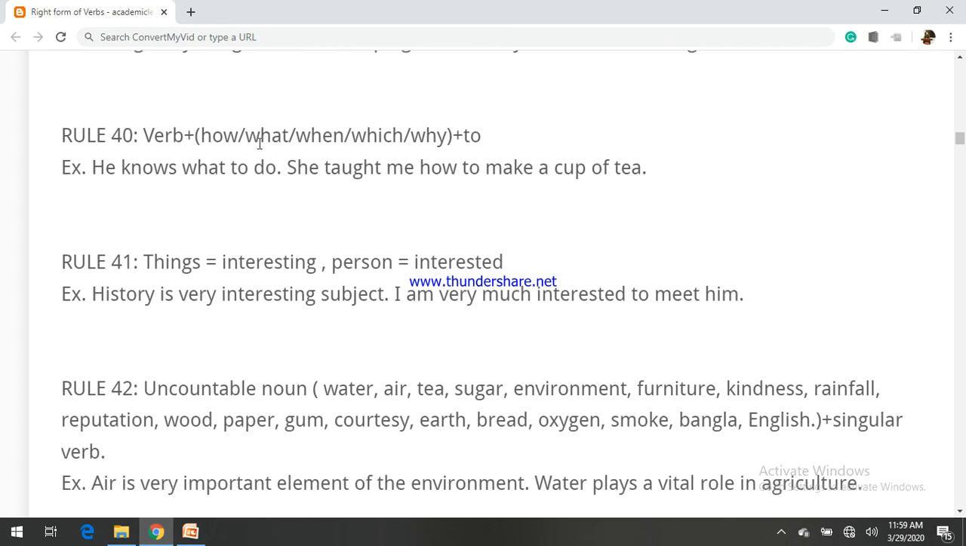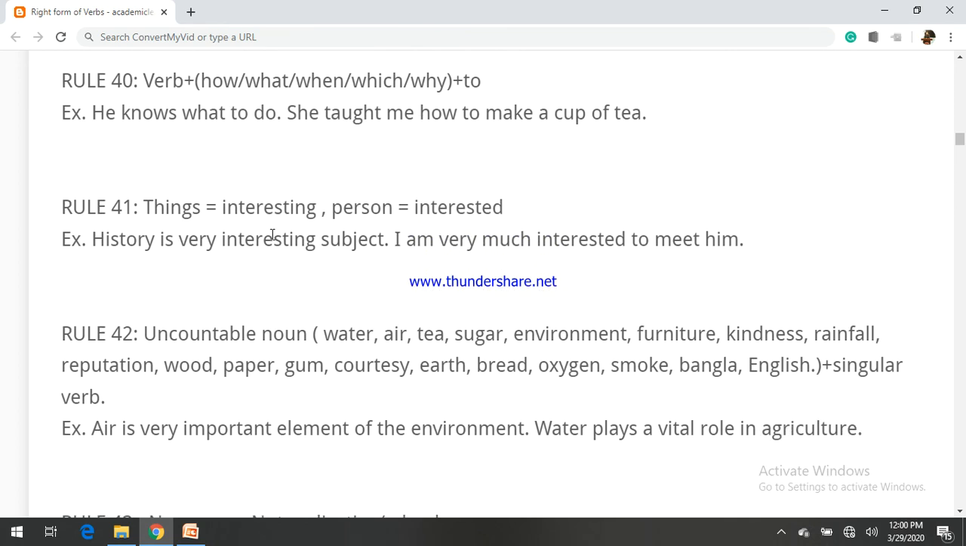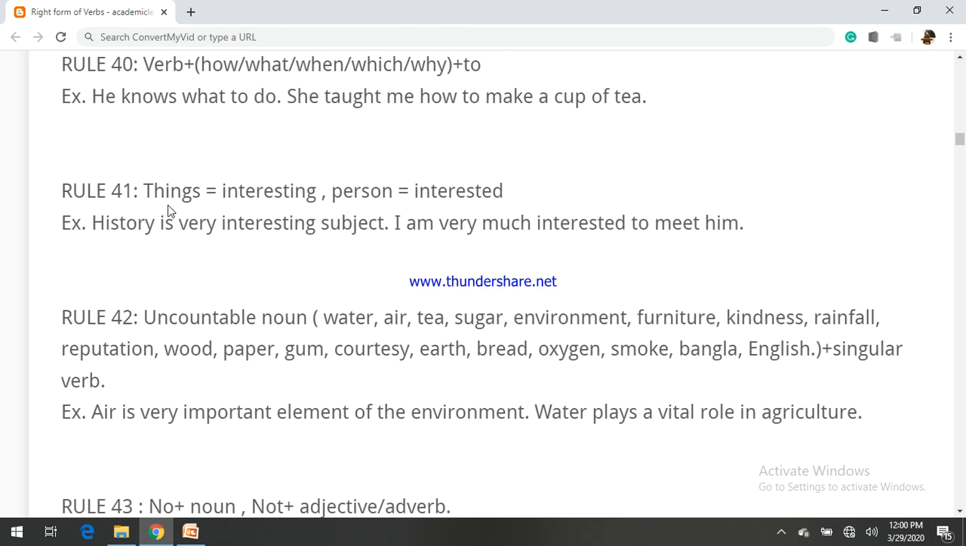Rule 40. Verb plus how, what, when, which. Verb plus W is question plus to. That means, he knows what to do. Subject plus verb plus W is question. He knows what to do. Let's see, after what there is to plus verb 1. She taught me how to make. How plus verb 1.